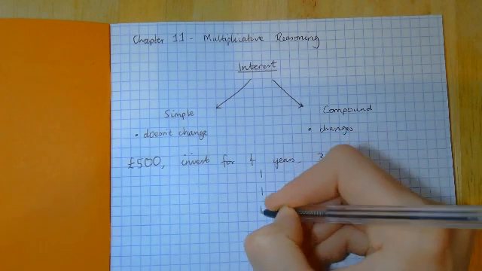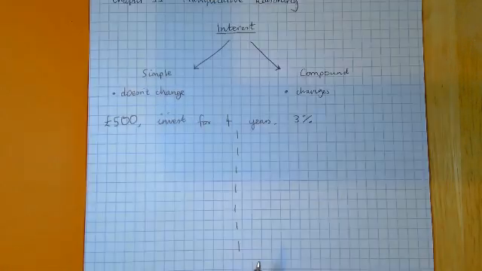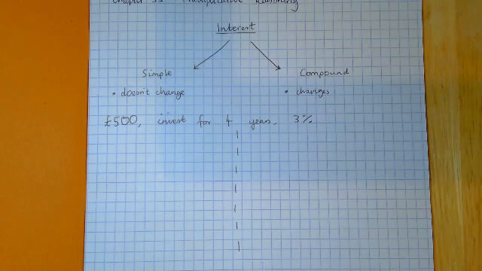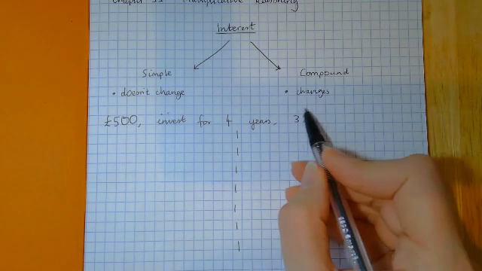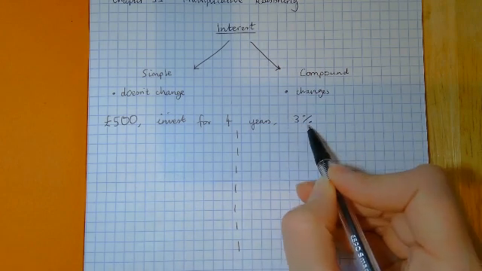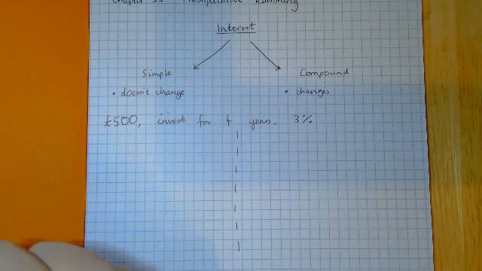Anyway, let's have a look. So I'm going to keep my page split into compound and simple. This is going to be my simple side, and that's going to be my compound side. So for simple interest, I simply need to know what is 3% of 500. That's going to be my interest.